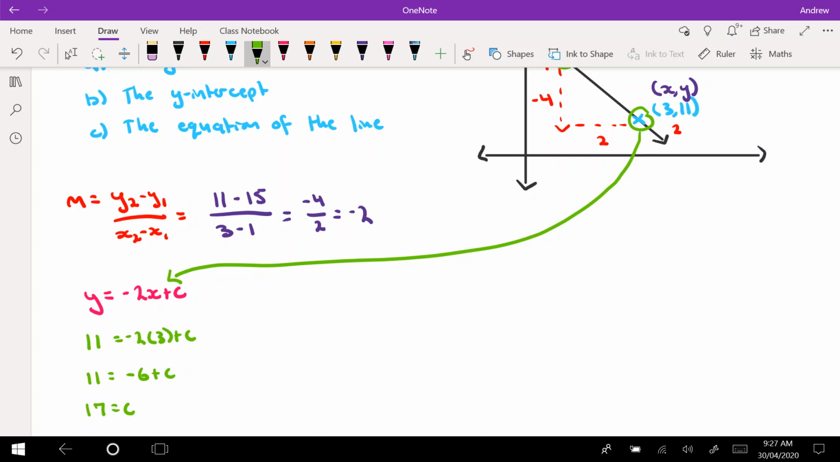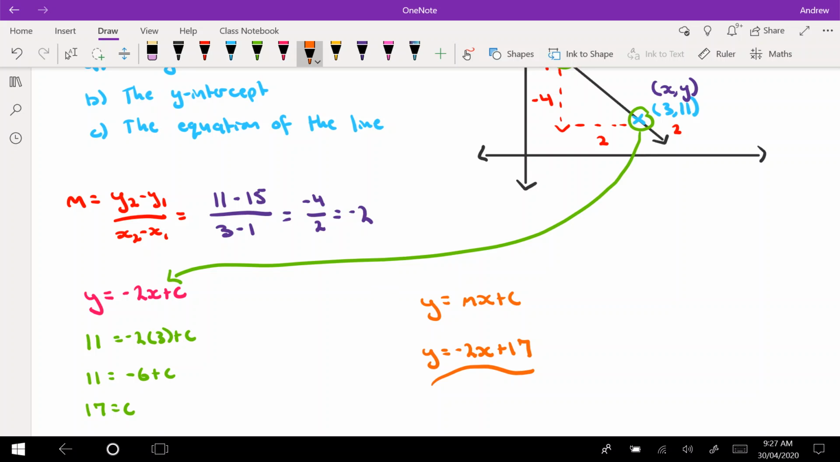The y-intercept is 17. Okay, Jeremy, what's going to be the equation of the line if my gradient is -2 and my y-intercept is 17? So remember, all equations are written as y equals mx plus c, right? What's the gradient? So -2 is going to be my m. And my y-intercept is c, so that's just going to be 17. And that's the equation of the line.